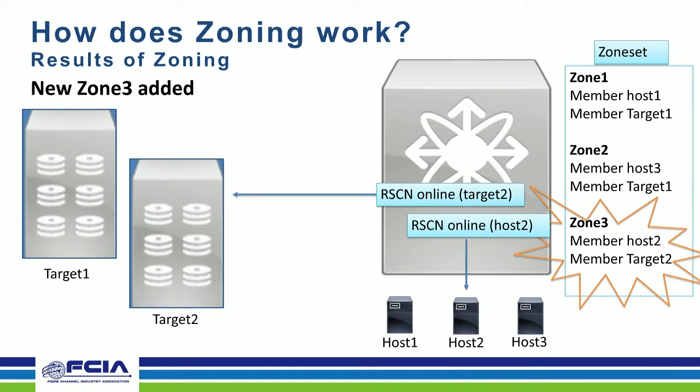And upon receiving these RSCNs, these devices will then query the name server to see what connectivity has changed. Is there someone new to talk to, or did a device go away? So in this case, there is someone new to talk to, and the end devices will proceed with their device communication.